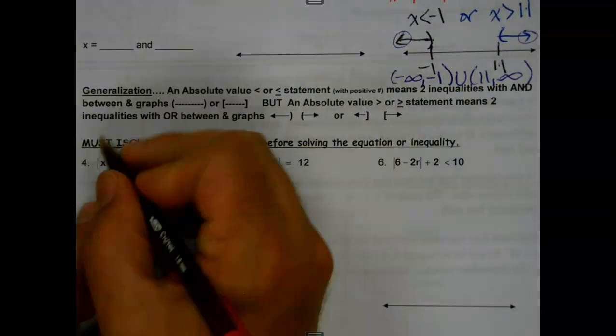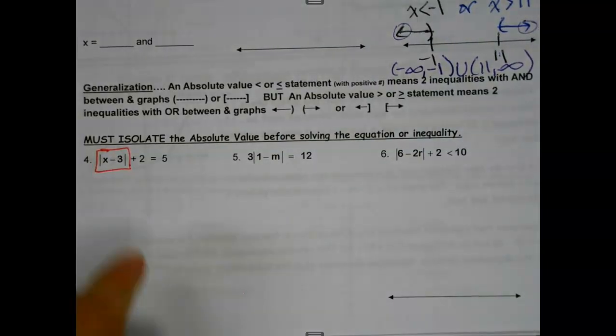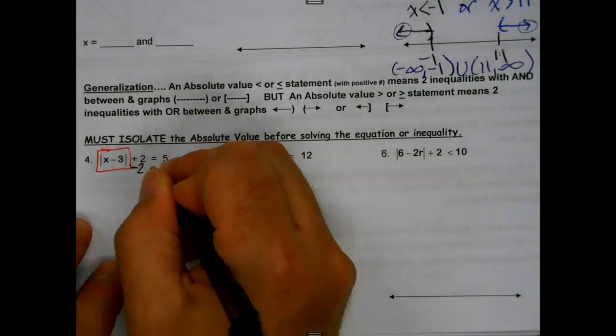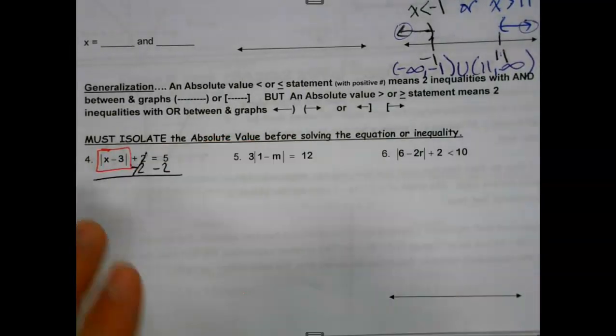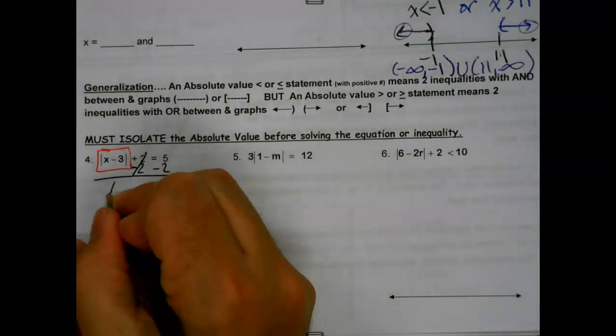For instance, here, that plus 2 has got to go before I split it. Well, what if I forget? What if I forget and I just split it with the plus 2 there? What's going to happen? One of your answers is going to be right and one of them's going to be wrong. I'll guarantee it.